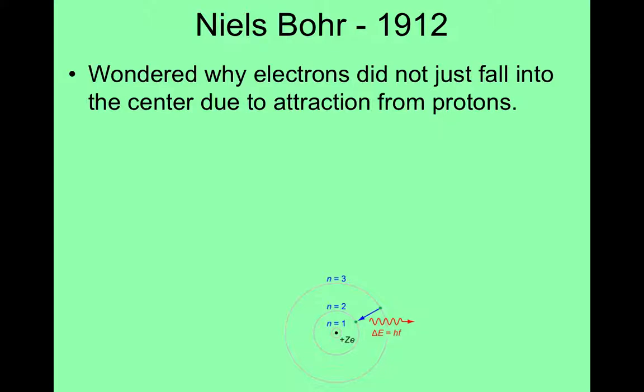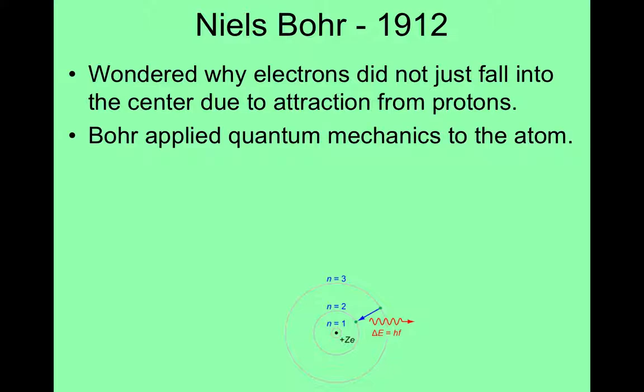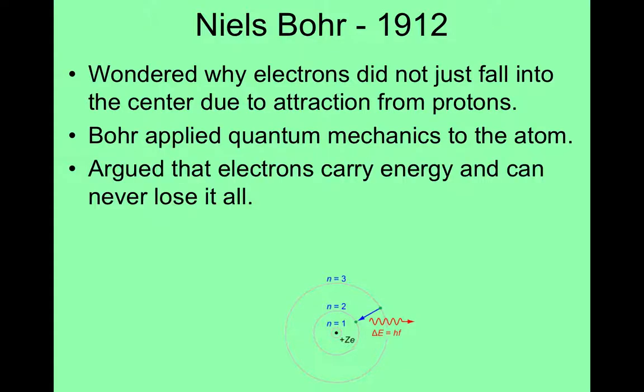Now, the next scientist I want to talk about is Niels Bohr. Niels Bohr wondered, why didn't electrons just fall into the center of the atom because of the attraction from protons? And that was a really good question. So Bohr applied quantum mechanics to the atom. And when I say quantum mechanics, that's a really difficult concept. If you go on into advanced chemistry, you'll talk about what that means. But he essentially argues that electrons carry energy and they can never lose it all. So that's why electrons cannot get into the center where they'd be attracted to the protons.